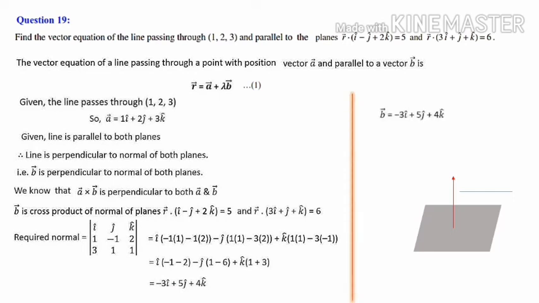Then vector b we have got, that is minus 3 i cap plus 5 j cap plus 4 k cap. Now we can just substitute it in equation number 1, because we have both a vector and b vector, that is vector r is equal to vector a plus lambda into vector b, that is our equation. When we substitute the values of a vector and b vector, a vector is this one, that is i cap plus 2 j cap plus 3 k cap, plus lambda into b vector is this one, minus 3 i cap plus 5 j cap plus 4 k cap.